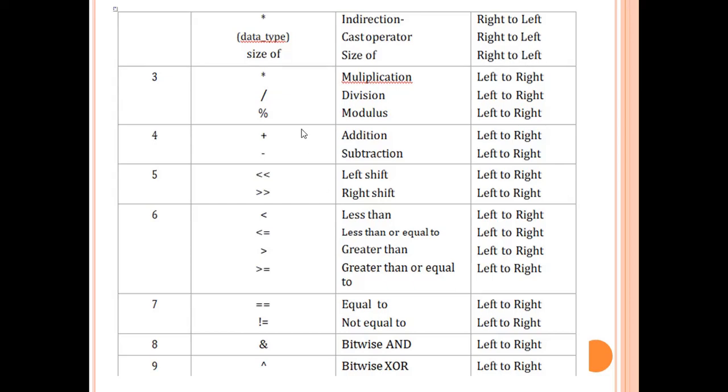And when it comes to the multiplication operator, it has the associativity left to right. And the division operator is also having the associativity left to right. And this is the modulus operator, so this is having the associativity left to right. And when it comes to the addition operator, this is having the associativity left to right. And the subtraction operator, so this is having the associativity left to right.